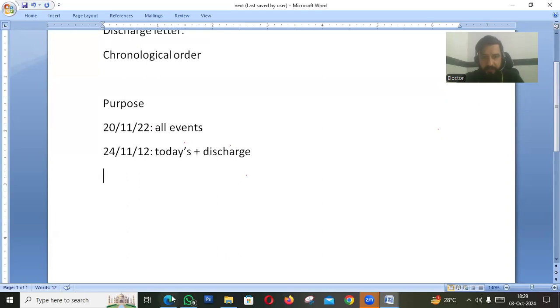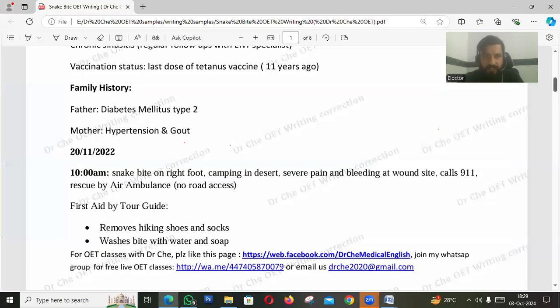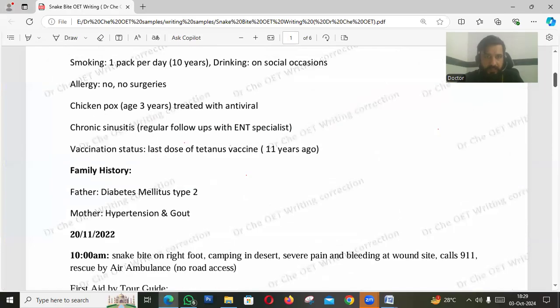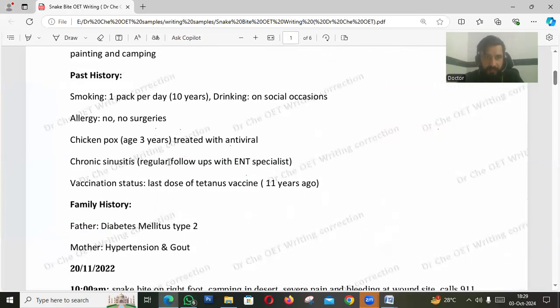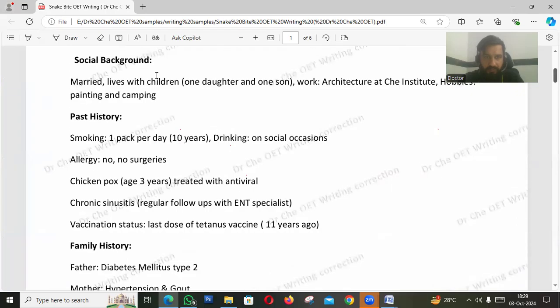And do you think in this letter, all this information that is given is important? Father has diabetes, mother has hypertension, and the patient had chicken pox, chronic sinusitis, tetanus vaccination, smoking, drinking, allergies, lives with children, works in this institute, and hobbies. All these things are important or not? No, sir. Not important to mention. Why? Because we are writing this letter to the GP of the patient. So there is no need to mention this. The GP already knows about this.